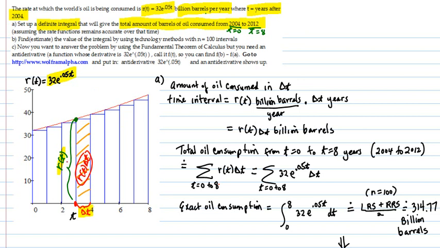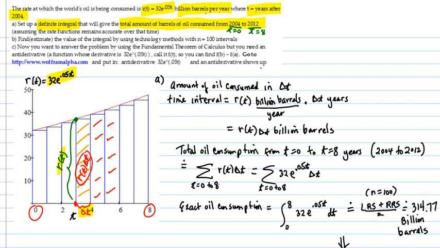It's the same thing as if you had a velocity and a delta T. That would be the distance you traveled over that time interval, rate times time. So in this case it's not distance, it's the total amount of barrels of oil consumed in that delta T time. But you also have the rest of these, so you have to sum these all up from 0 to 8.